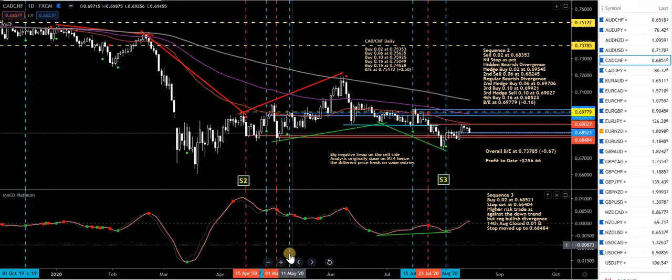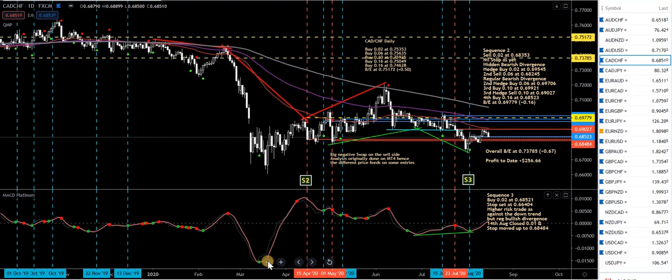Cad Swiss, now this is one of my problem pairs. I've got 5 dangling trades, as I like to call them, over here, 5 buys. That's these noted here. That's probably sequence 1, I just haven't marked it on the chart. So these 5 buys I've had for a long time. I don't know what happened, but they're from October last year. I've just got to wear it at the moment.